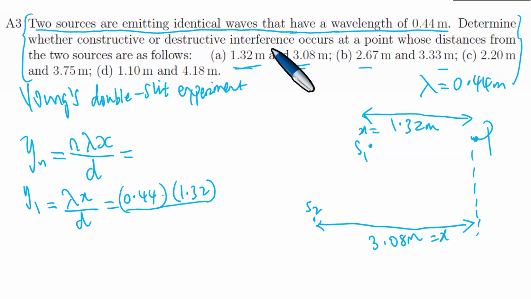Okay, the two sources are emitting identical waves. They have a wavelength of this. And obviously, what don't we know? Because we're told to determine whether constructive or destructive interference occurs at a point whose distances from the two sources are as follows. But we don't know the distance d between those slits, or between those sources. We don't know the distance d. But we just know that the point P is some distance away from that.